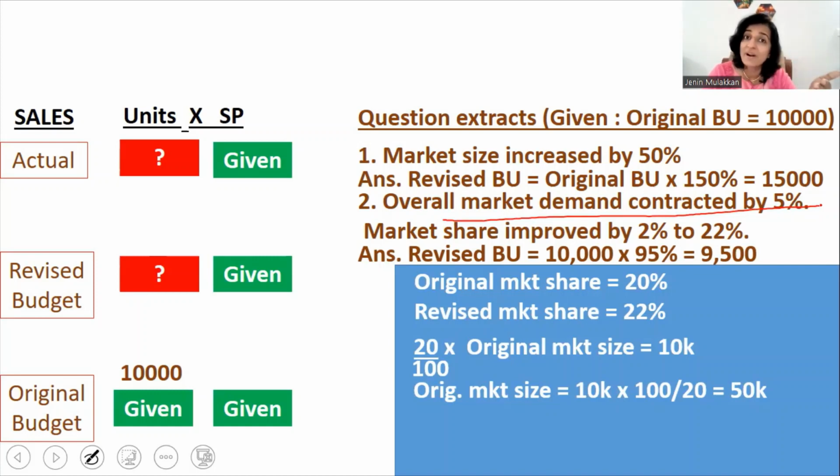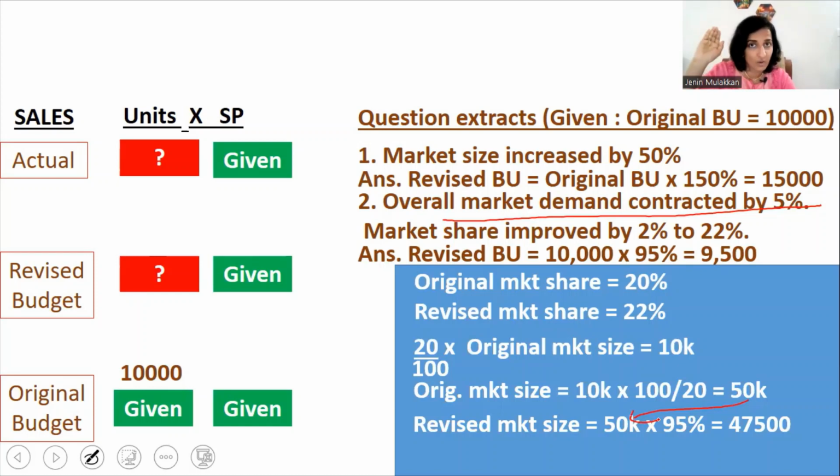In the question, they have said that overall market demand contracted by 5%. So what is the revised market size? The revised market size is 50,000 units, that's the original market size multiplied by 95%. Why 95%? Because the contraction is 5% or the market size is reduced by 5%. So it is 100 minus 5 that we have to take. So the revised market is 47,500 units.